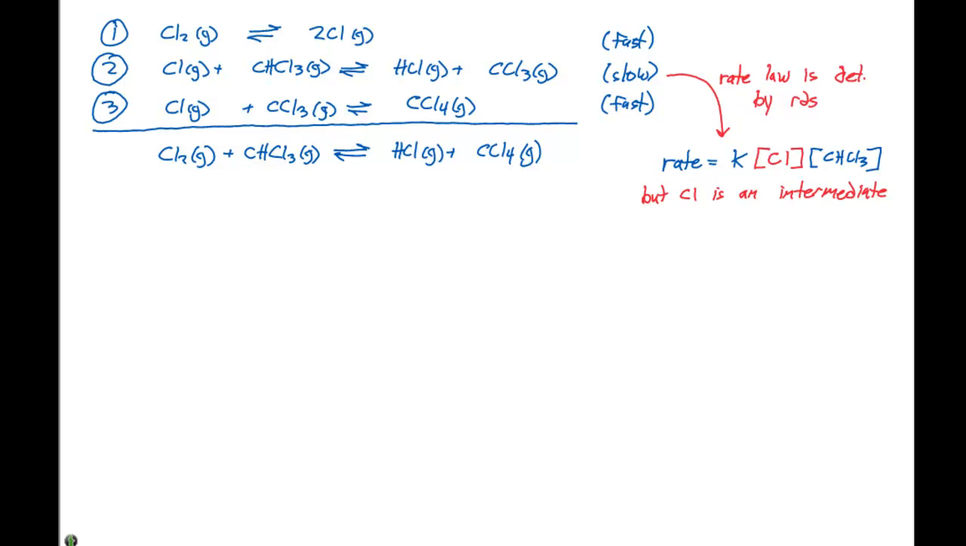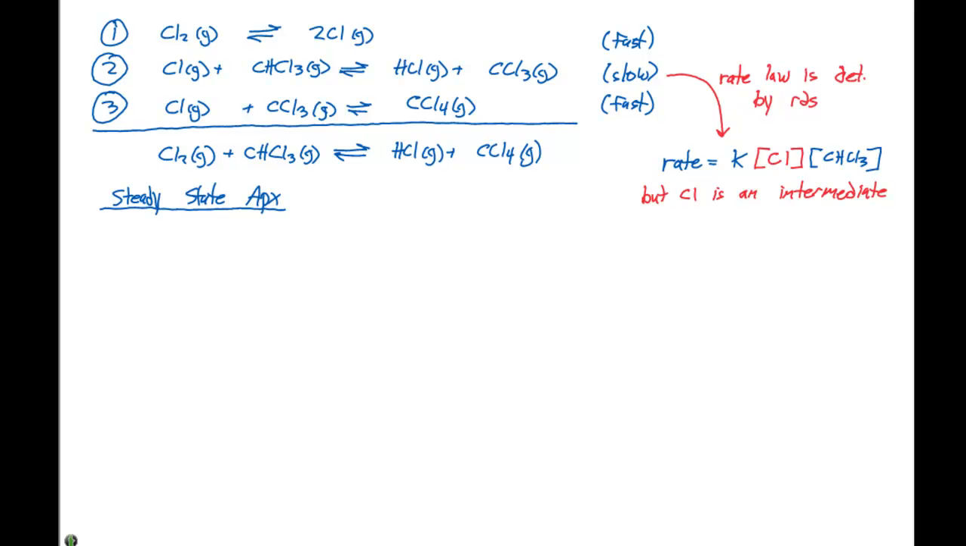But this is not the right answer because Cl is an intermediate, and we need this rate law expressed in terms of Cl2. So we have to introduce a concept called the steady state approximation. And the steady state approximation is going to allow us to express the overall rate law in terms of Cl2 and not the intermediate Cl.